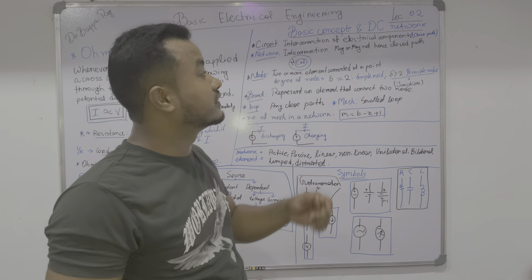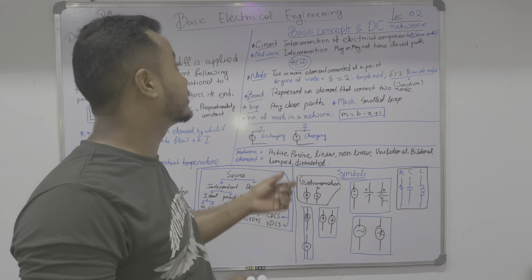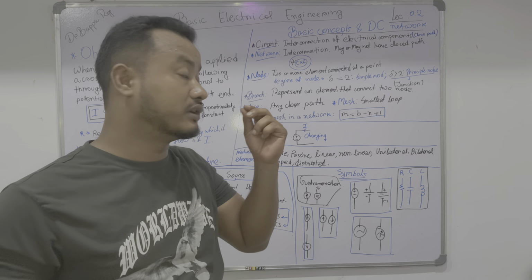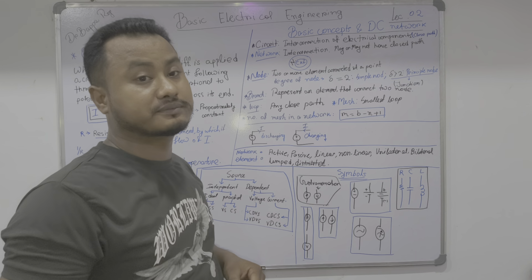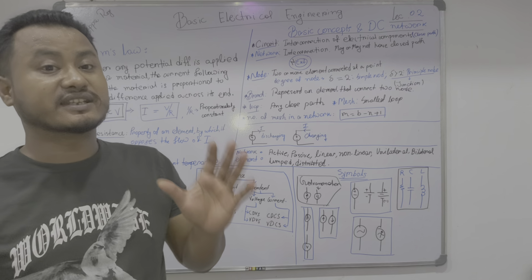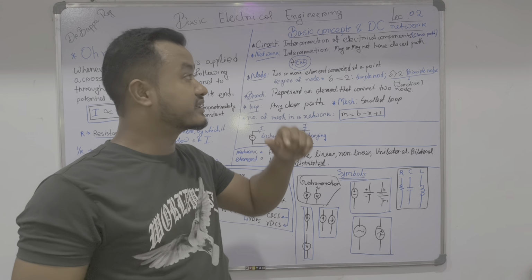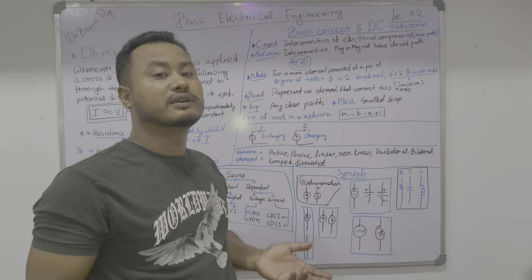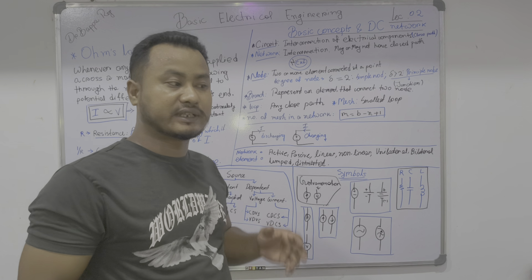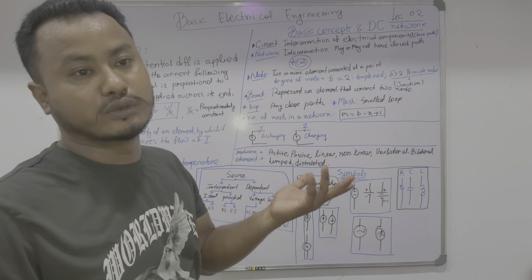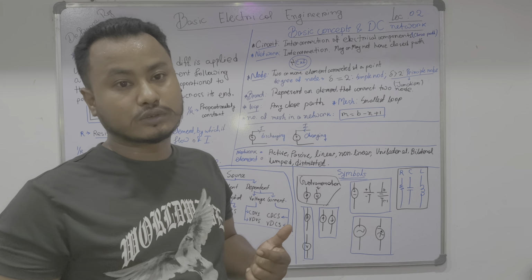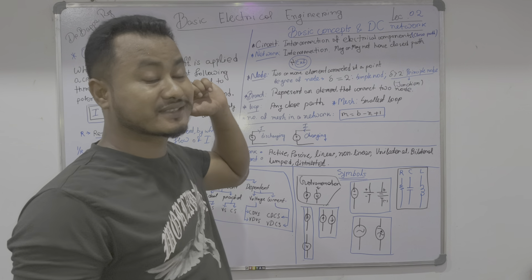Now the basic concepts of DC. We'll see a few terms here. First of all, circuit. A circuit is the interconnection of electrical components, mainly resistor, capacitor, inductor, and source or load, connected in a closed loop. That we call a circuit.